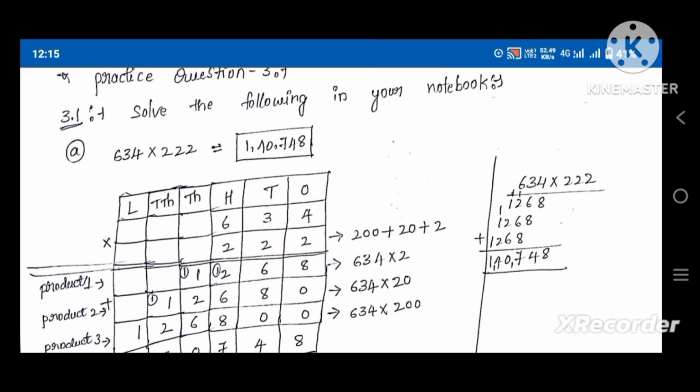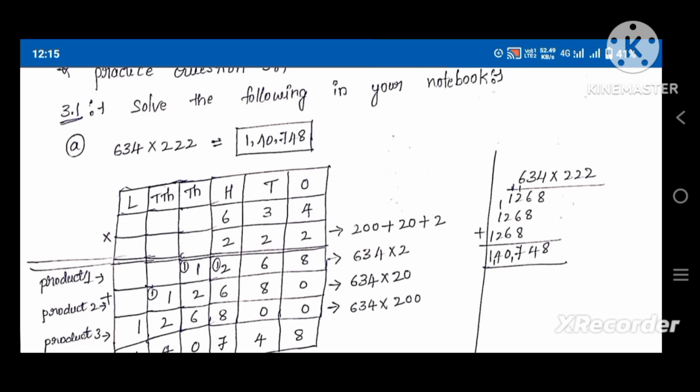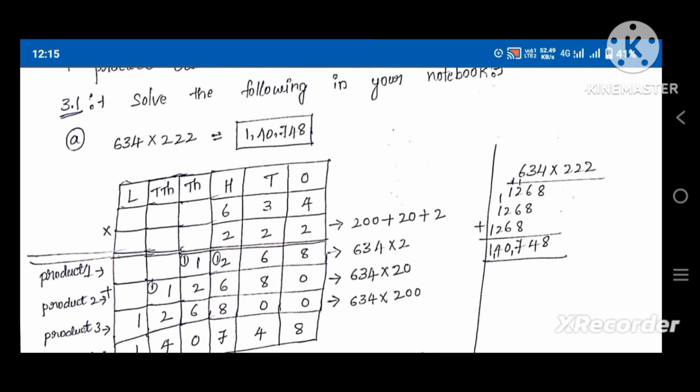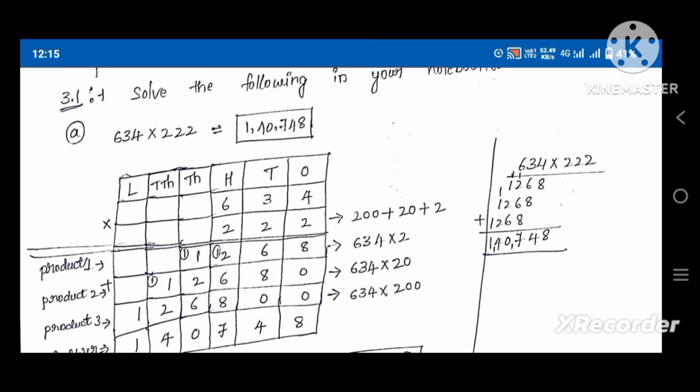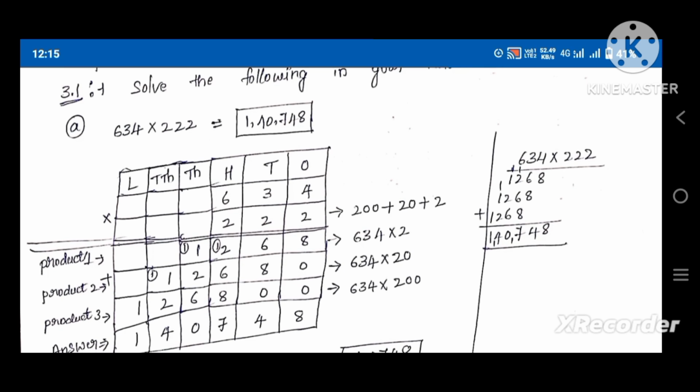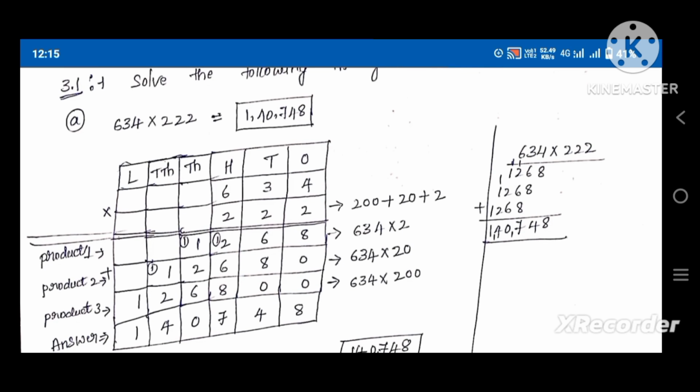Practice question number 3. 3.1. Solve the following in your notebook. A. 634 into 222 is equal to 1,40,748.